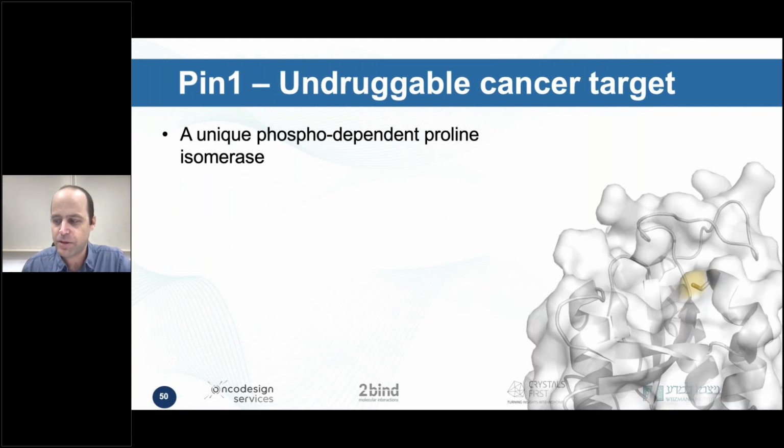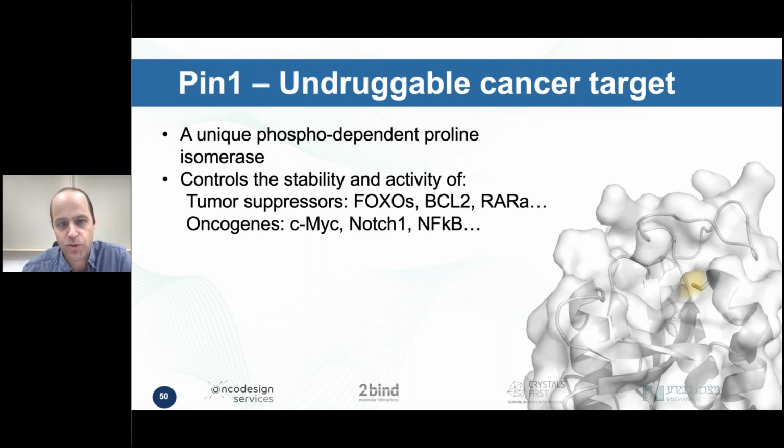But the focus of today's talk is another protein. It's PIN1. It's a unique phosphodependent proline isomerase. It only recognizes phosphoserine or phosphothreonine following a proline residue and isomerizes that proline from cis to trans or vice versa. It has a cysteine in its active site. You can see here cysteine 113, and it controls the stability by this isomerization of various tumor suppressors and oncogenes.